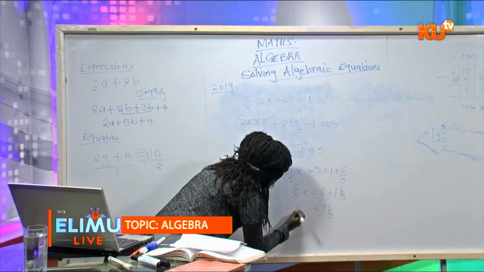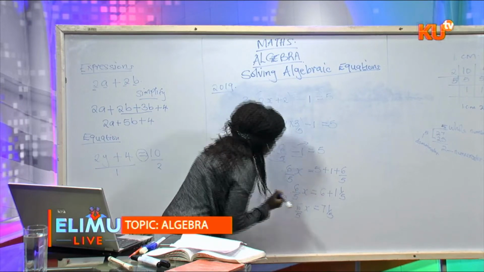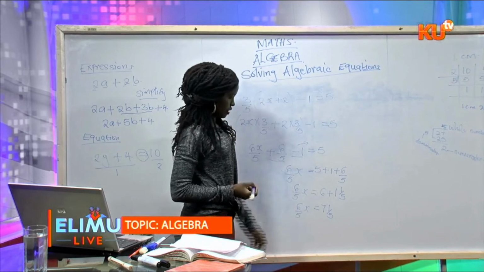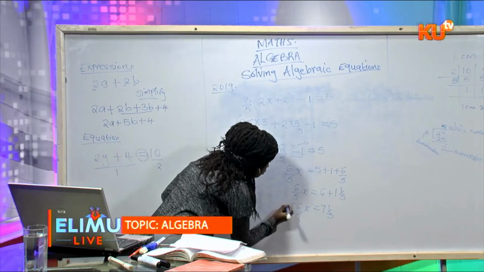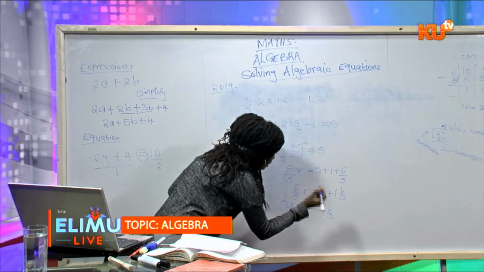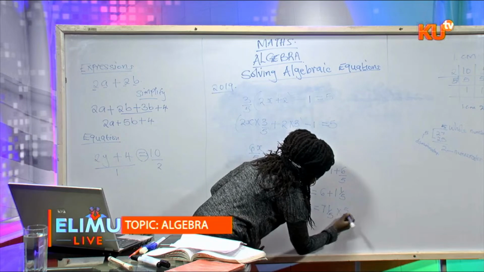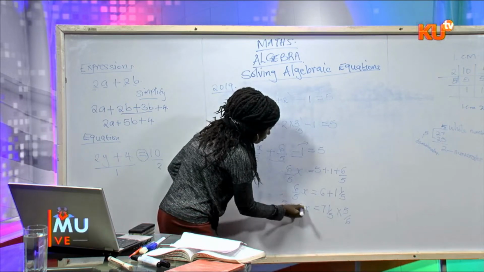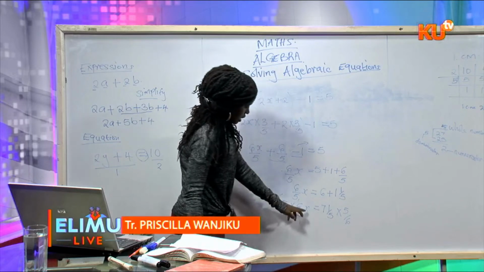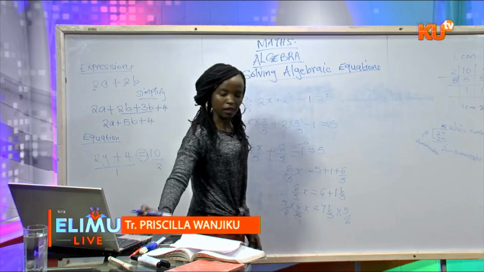This side I have 6/5x. We want to get the value of x. So we multiply by the reciprocal here, 5/6. The other side, 5/6. So by 5/1, by 5/1, by 6/1, by 6/1. So this side I have remaining with x.